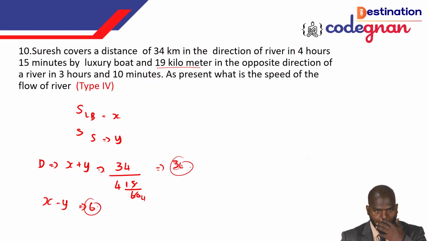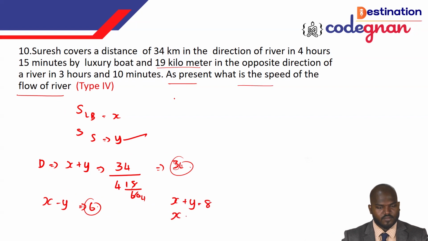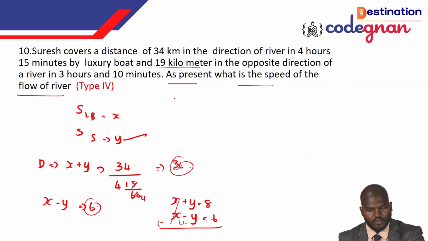Once you've done this, you just want to find out the speed of the flow of the river at present. They are asking for y. How do I get y? Then I need to solve this. x plus y is equal to 8, and x minus y is equal to 6. If I subtract here, x gets cancelled, and it becomes 2y is equal to 2.